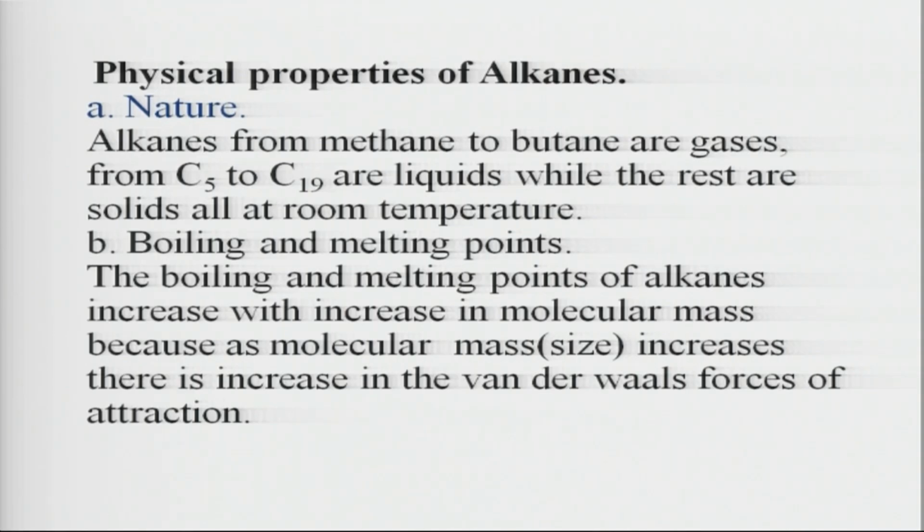So we're going to say that alkanes naturally exist as gases, solids, and liquids, depending on their size. The first 4 members are gases. The next, from C5 up to C19, are what? Liquids, and the rest are what? Solids. So let me illustrate for you.